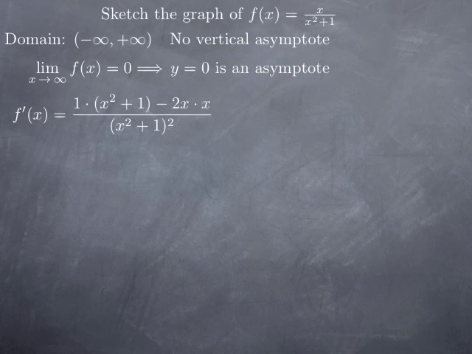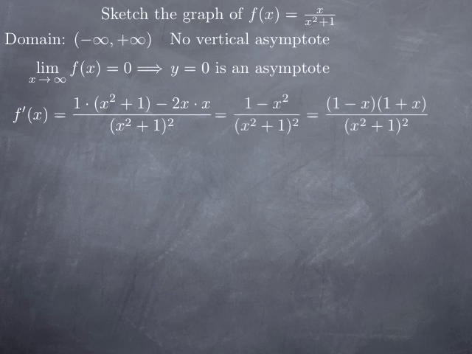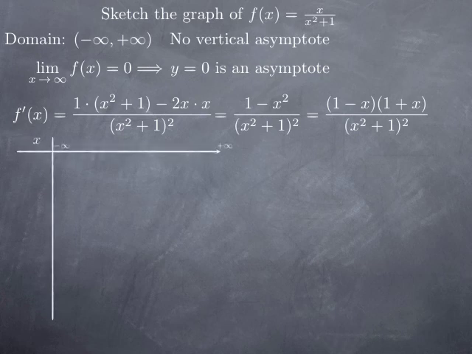After simplification, we get x squared plus 1 minus 2x squared, in other words 1 minus x squared at the top, and that factors further as 1 minus x, 1 plus x. All this is over the square of x squared plus 1. Since we're interested in the sign of f prime, you see that the bottom is not going to influence the sign of f prime because it's always positive. So f prime is of the sign of the product 1 minus x, 1 plus x. So this is what we're going to put in our table.